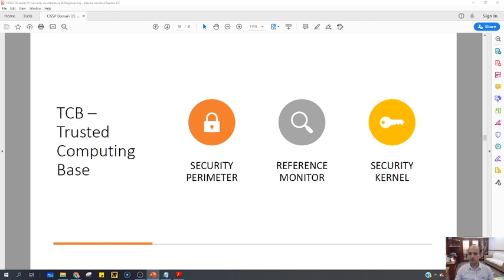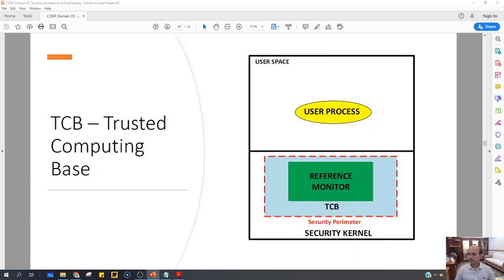What exactly is it? The system should have a security perimeter, it should have a reference monitor, and it should also have a security kernel, right? The security perimeter delineates the trusted and the untrusted components within a computer system, and it isolates the TCB. I will show you a diagram here. This is the complete user space. In this user space, there are some user processes, and there is a reference monitor and a TCB. TCB is trusted computing base. Our TCB is around the reference monitor. Over the TCB is our security perimeter, and finally the security kernel.